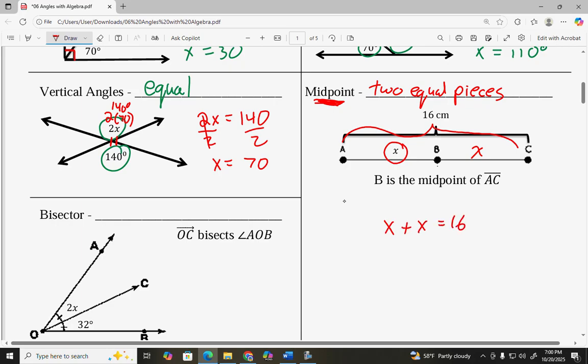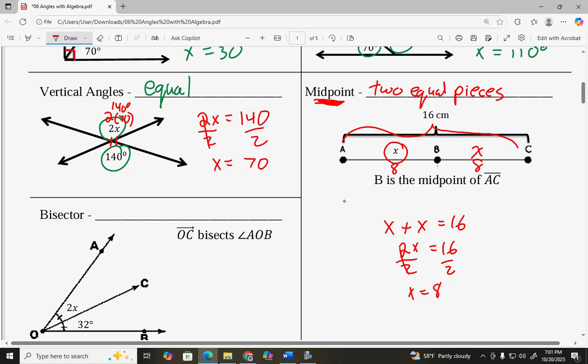I know you already know the answer in your head. I know you know it's already 8, but I want to show the algebra. So x plus x is 2x. Then we have to divide both sides by 2. So x equals 8. So yes, each piece is 8.